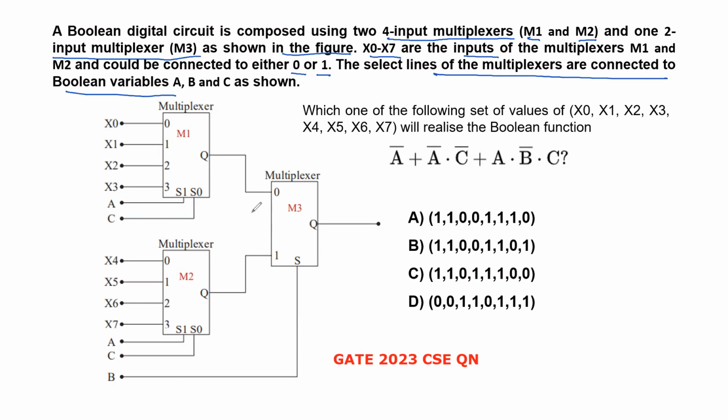This is the given circuit diagram having three multiplexers with inputs and outputs. Which one of the following sets of values of X0 to X7 will realize the Boolean function A' + A'C' + AB'C? So here four combinations are given, for which the circuit provides the equivalent Boolean function A' + A'C' + AB'C.